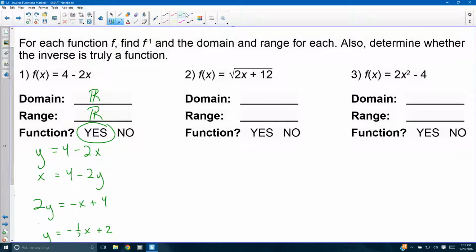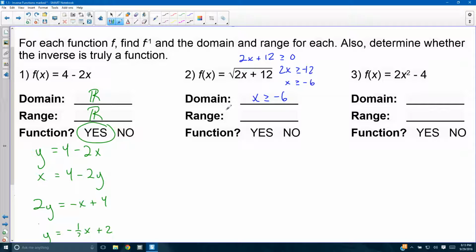Number 2, the original is the square root of 2x plus 12. Now, I can't take the square root of negative numbers, so I have to make sure that this inside set is greater than or equal to 0. And in order for that to be the case, x would have to be greater than or equal to negative 6. So my domain is exactly that. X is greater than or equal to negative 6.